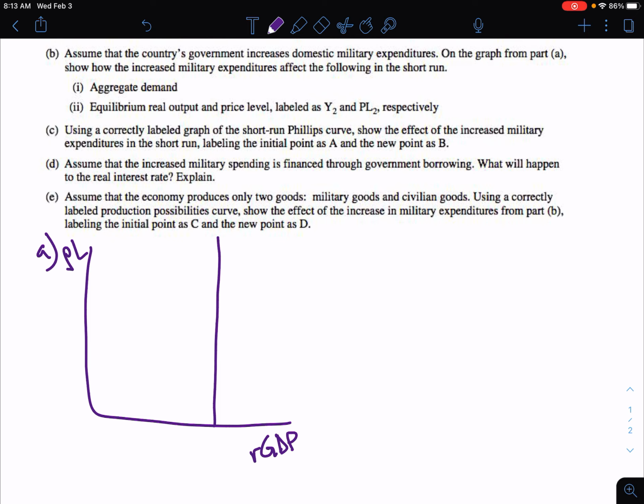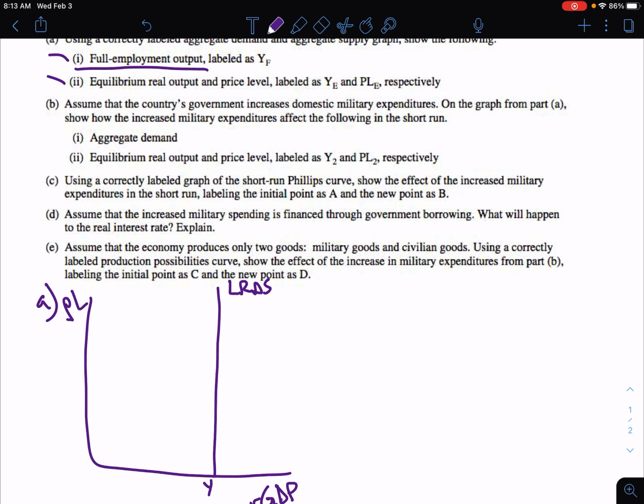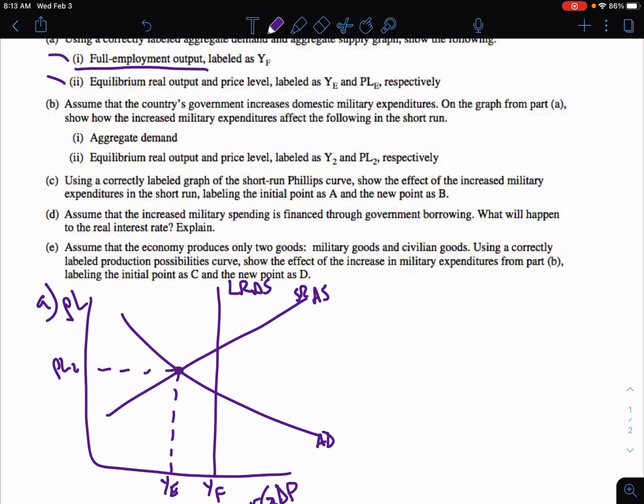You've always got your vertical LRAS, which whenever you're talking about long run and short run, you're going to want to have both of those there. We are going to label this YF, and then we have our recessionary gap. So this is AS, or short run aggregate supply, and AD. So now this equilibrium is going to be labeled YE and PLE. Okay, so this shows the fact that these are lower shows our recessionary gap, okay?